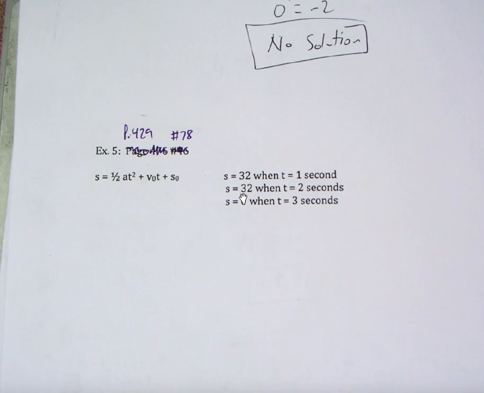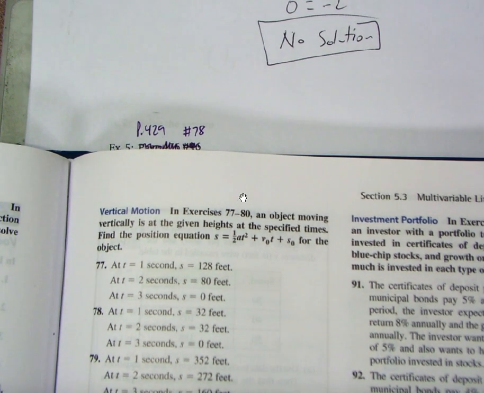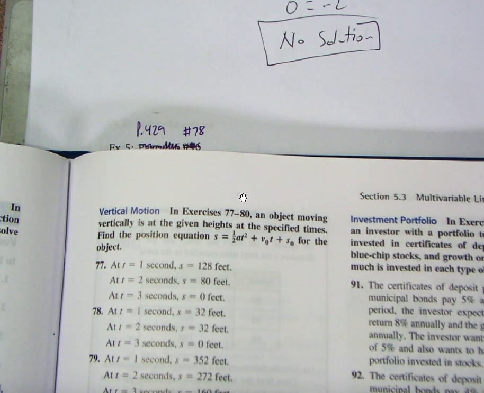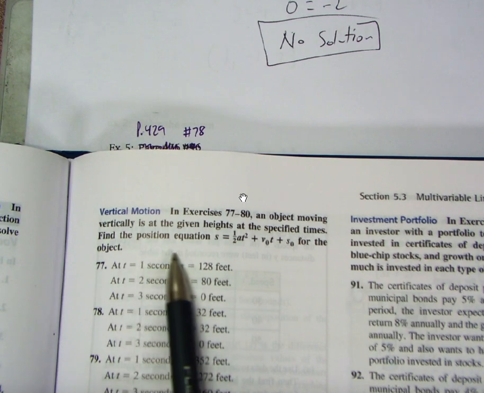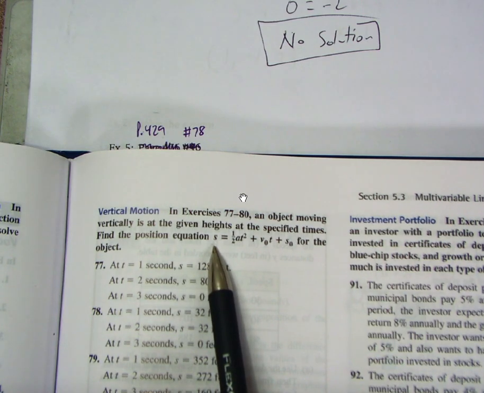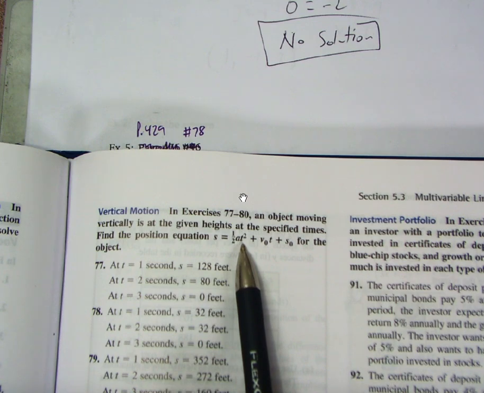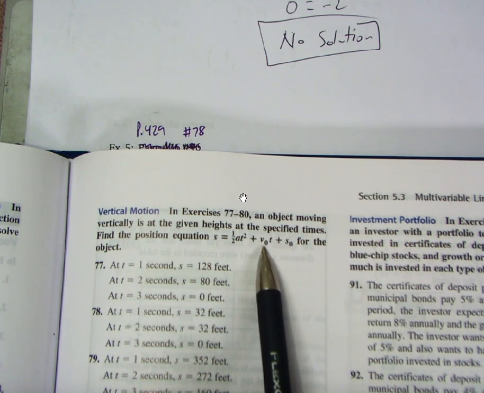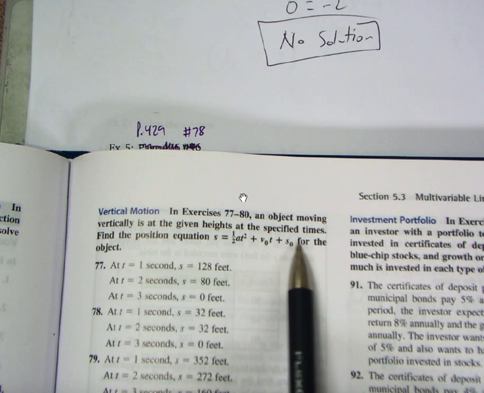So this one, it's page 429, number 78 in your book, and I think there's one like it in your assignment, but I'll show you what it looks like here and what we're going to have to try to accomplish. So it says an object moving vertically is at the given height at the specified times. Find the position equation. And so if you remember the position equation, we have s is the height at some time, a is acceleration, t is time, v naught is the initial velocity, which is how the thing was dropped or thrown or whatever, and then s naught is the initial height the thing was thrown from or dropped from. So that's the position equation.